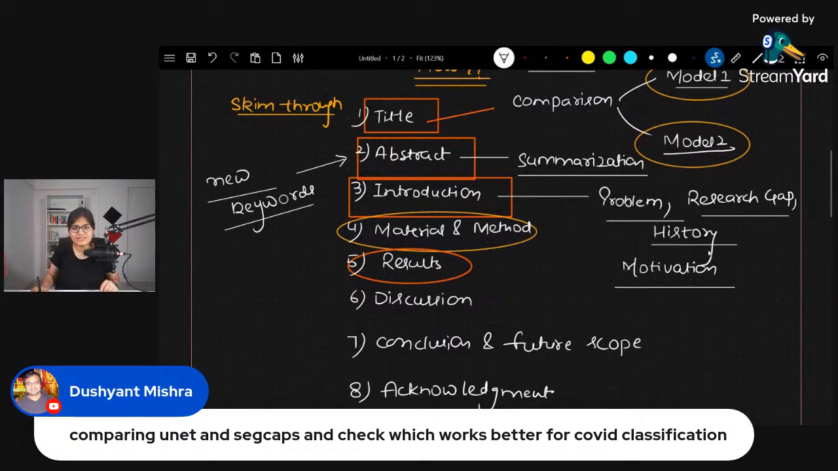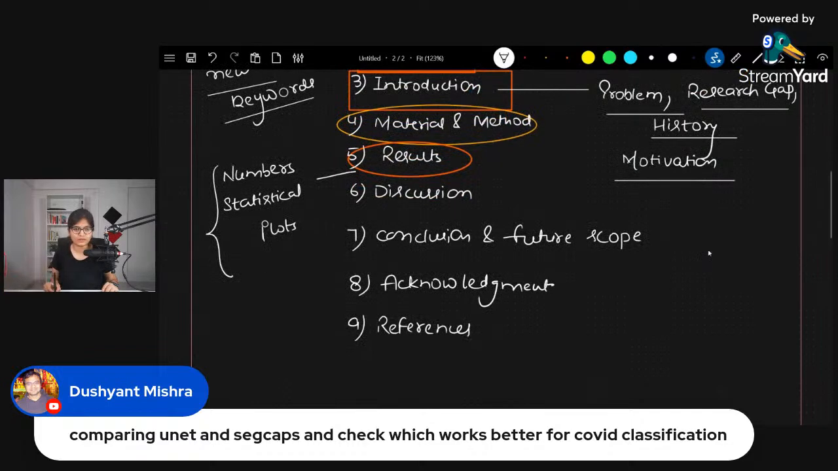In results, you will see that they have plotted some numbers. They will be giving you some numbers with respect to accuracy, precision, dice score, or they will give you some statistical plots. Now, what you're supposed to do is, once you see that, try to interpret this result on your own. Without seeing the conclusion, you need to interpret the results.